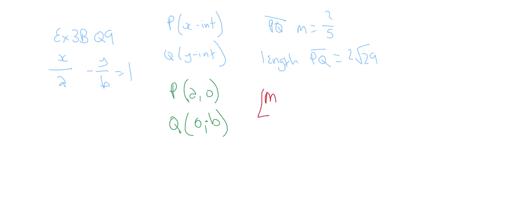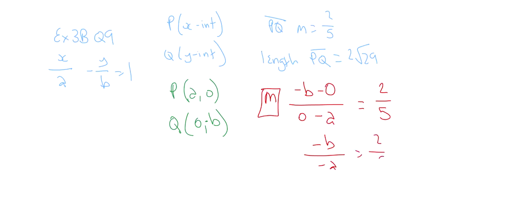Let's find the gradient. I've got these two points, so y2 minus y1 over x2 minus x1 equals 2/5. We know it's 2/5, so let's simplify. Negative b minus 0 is negative b, and 0 minus a is negative a, so negative b over negative a is 2/5. These cancel out, so b over a is 2/5. So I can now say that b equals 2/5 of A. Bring that across and multiply, so B equals 2/5 A. We're just going to set this aside for a second.